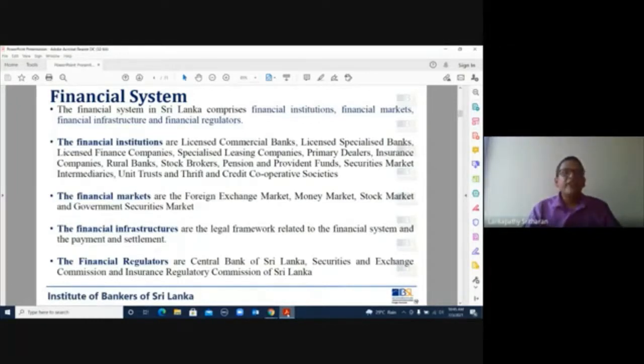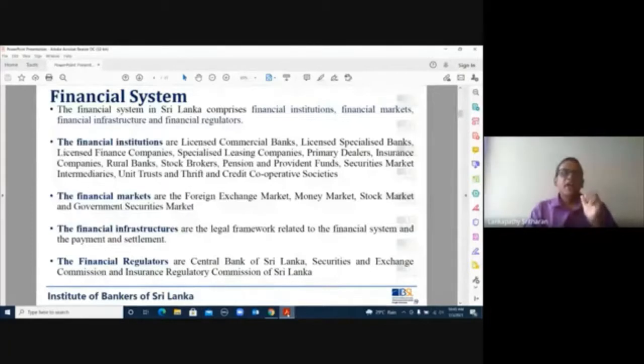The pension and provident funds, we can say the EPF, ETF, etc. And securities market intermediaries. Then unit trusts, and the credit cooperative societies. All these institutions can be categorized under financial institutions. So in this subject, we are going to focus on the functions of these financial institutions.